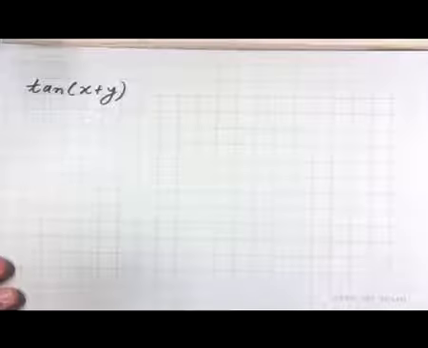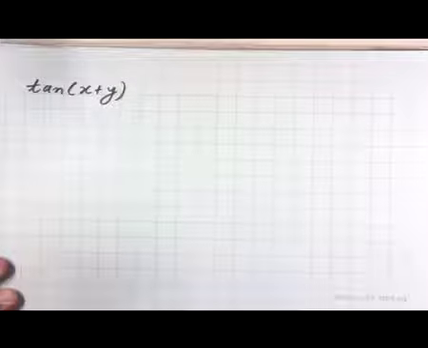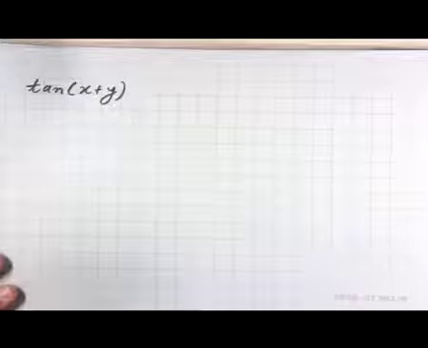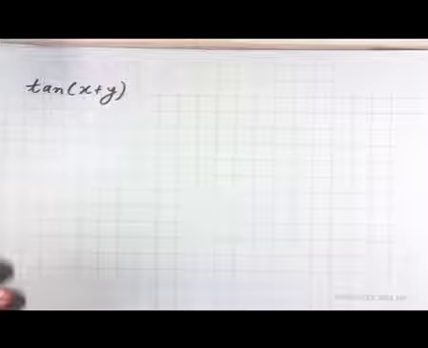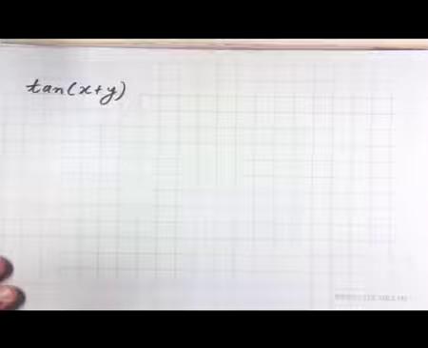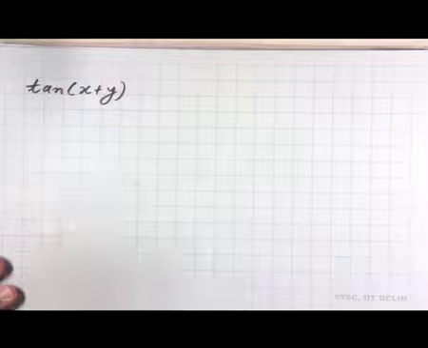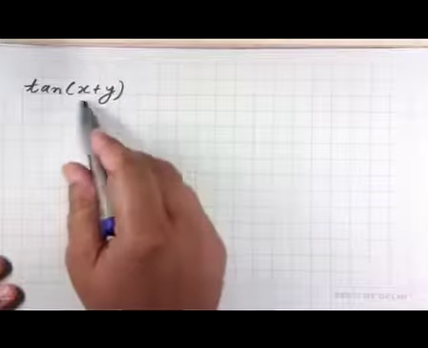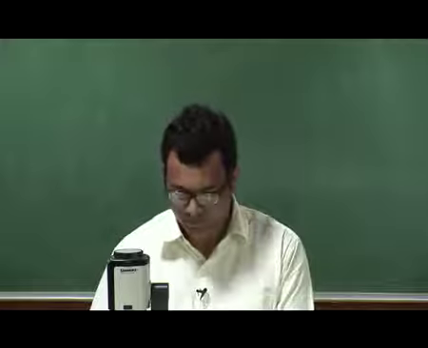So, let us try to derive an expression for tan of x plus y in terms of tan x and tan y. Of course, as we know, tan of x is not defined when x is an odd multiple of pi by 2. So, the following expression is going to be valid only when x plus y is not an odd multiple of pi by 2.